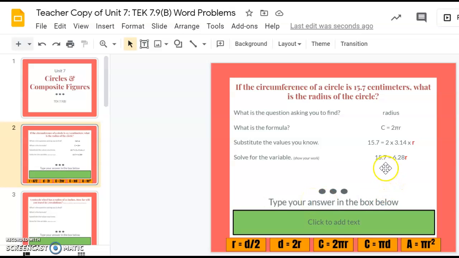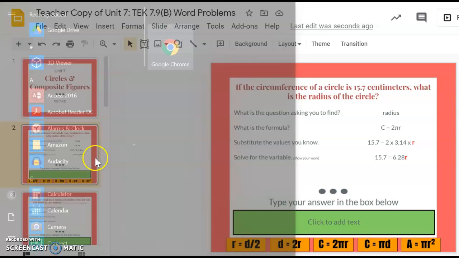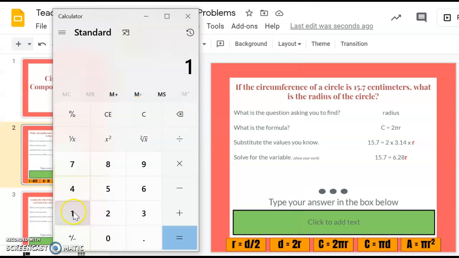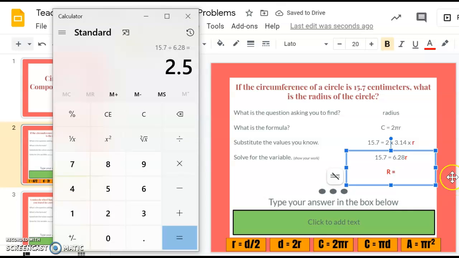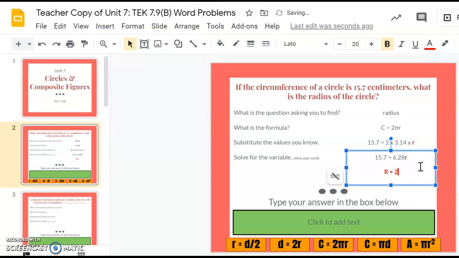So what we need to do here is we need to divide because the 6.28 is multiplying the r. We saw that right here. And so now we need to divide 6.28 on both sides. And to do that, I am going to go ahead and get out my calculator. And I'm going to do 15.7 divided by 6.28. That equals 2.5. So right here, I'm going to type r equals 2.5, remember it has to be a lowercase r.